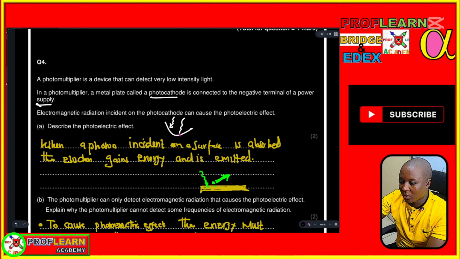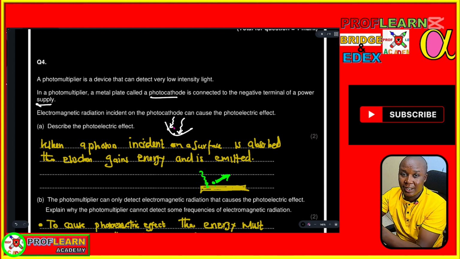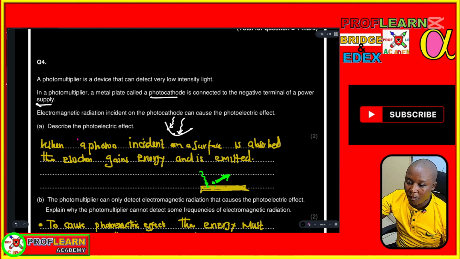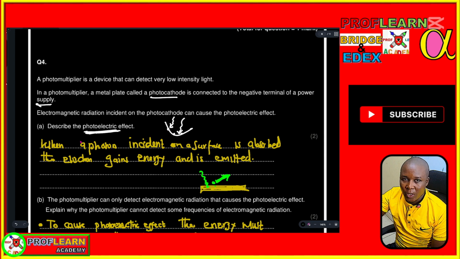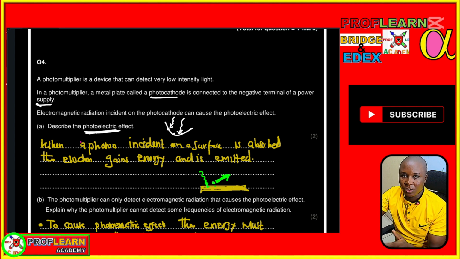So meaning that if you have a metal surface and then you have incident radiation on it, the electrons on the metal surface are going to absorb the energy of the photons, and then they are going to be dislodged. So describe what the photoelectric effect is. The photoelectric effect is a phenomenon where when a radiation is incident on a metal surface, electrons of that metal will absorb the energy and they will be dislodged from the metal surface.